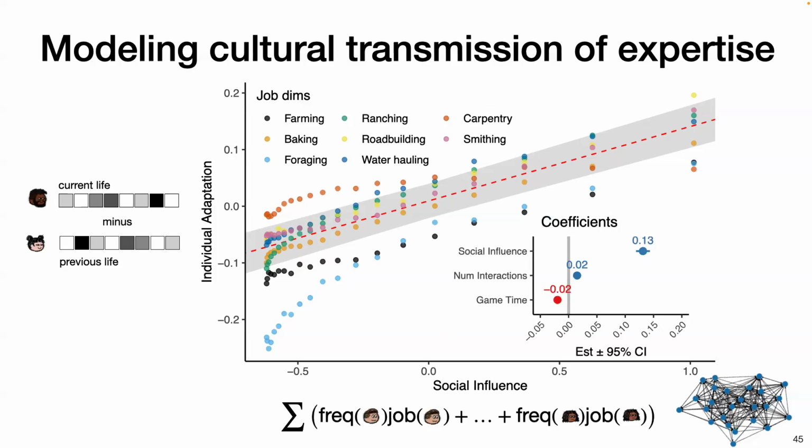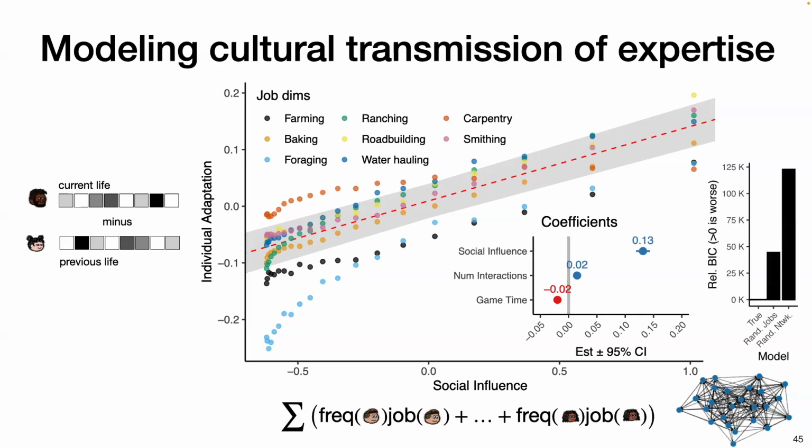And we were also able to account for a number of other factors, such as the total amount of social influence, the number of interactions that they had, and how long they played the game. We've also compared this to alternative models where we randomize the job vectors, and where we randomize the network as well. And these all have much worse predictions.